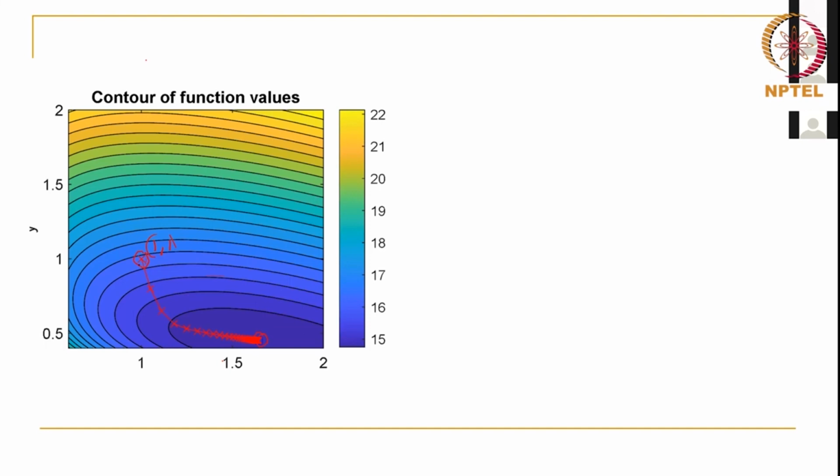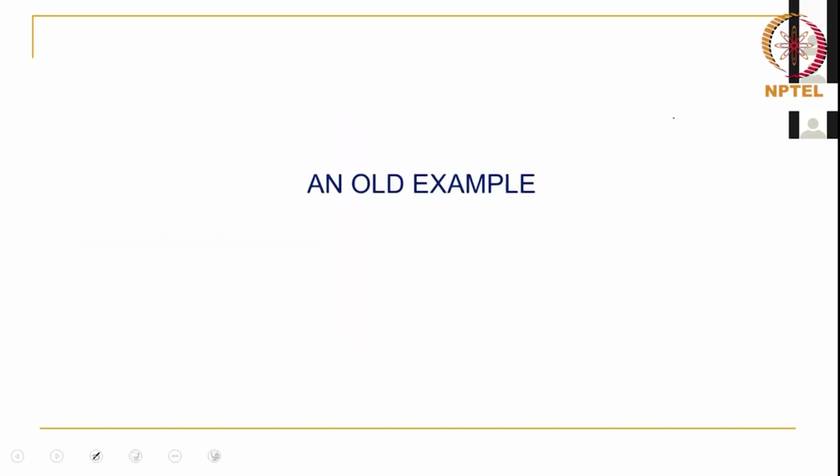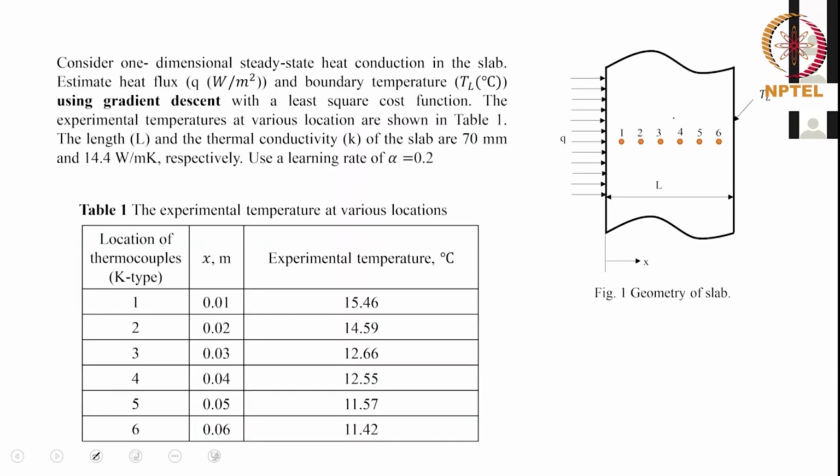And after a few iterations, you reach the optimum. So you can see how it progresses, 1.05 to 0.8 and 1.11, so on and so forth, and we will reach the optimum. Okay, so this is well and fine when we have a simple function like this, but how do we do an example of this sort?